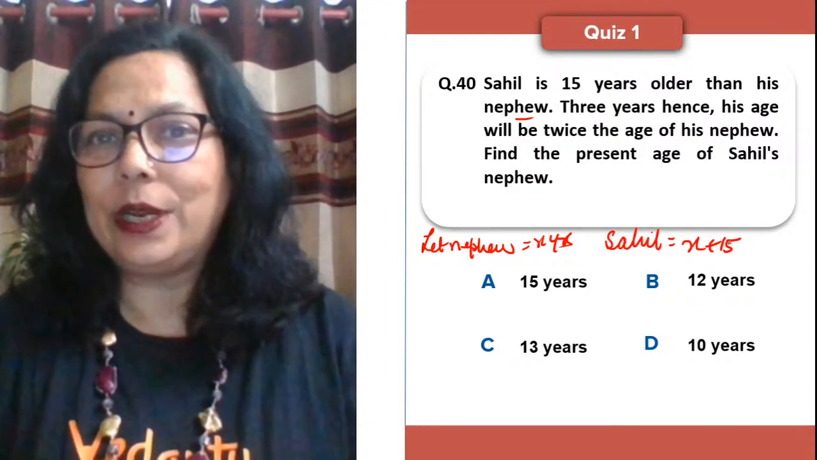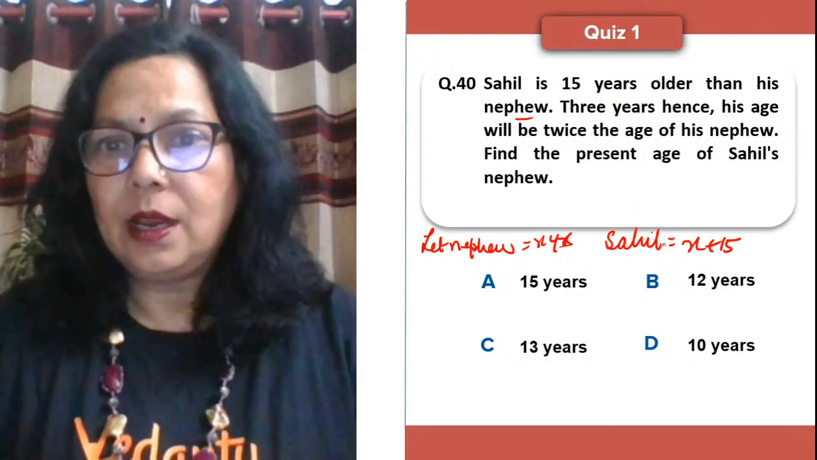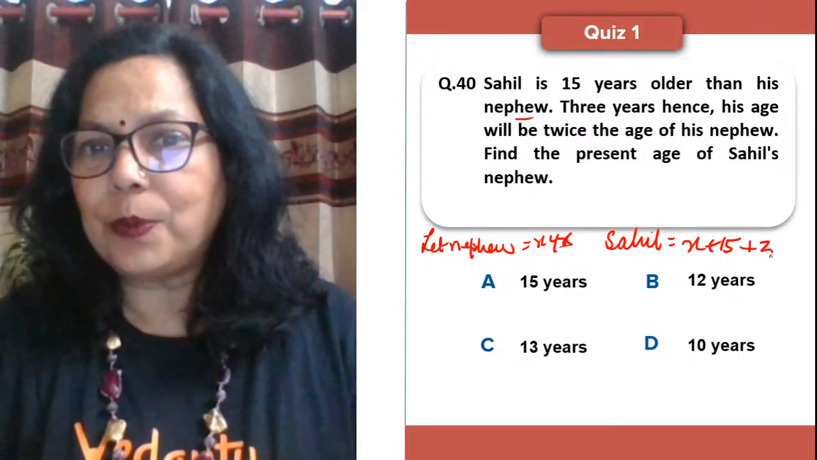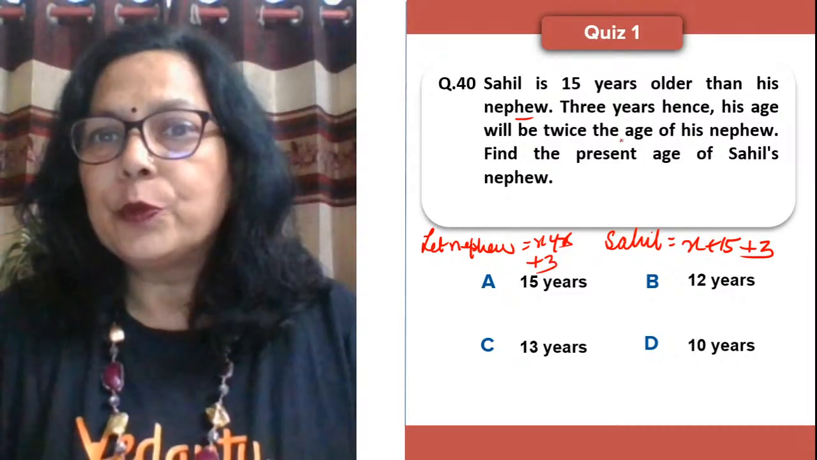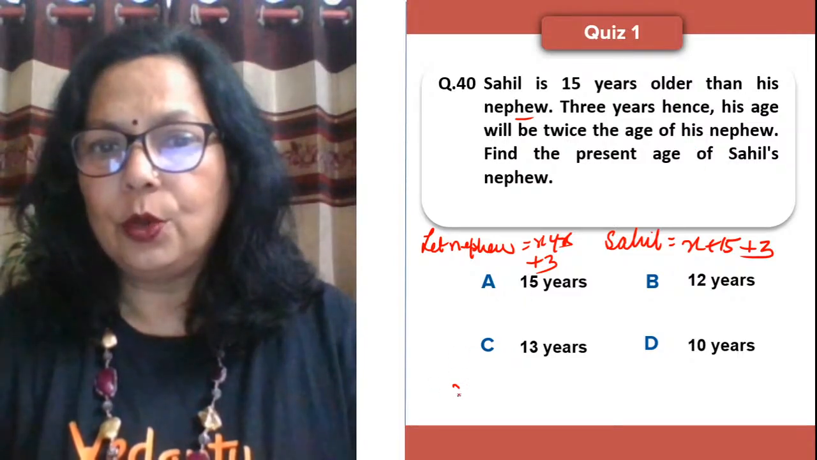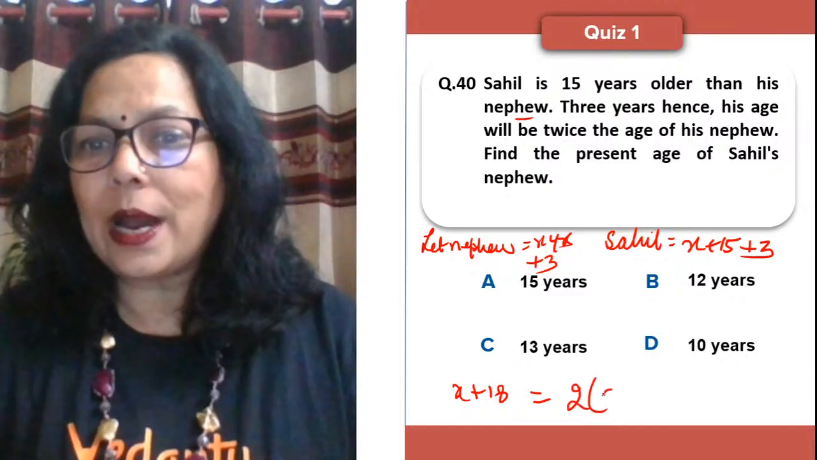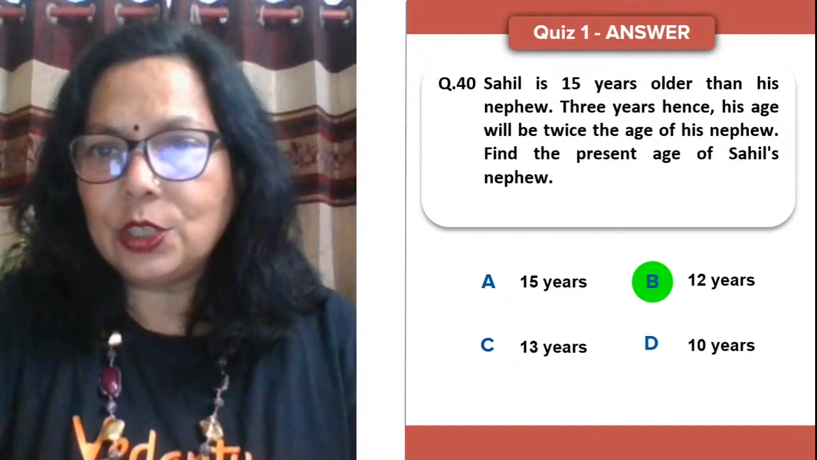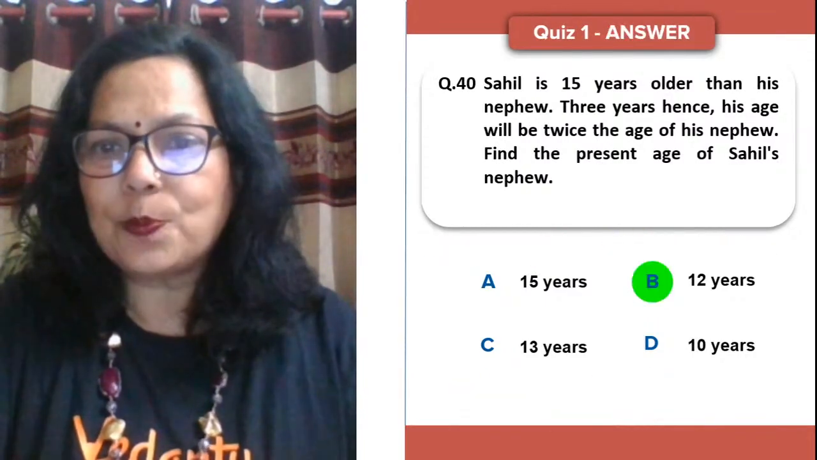Oh, Manas has calculated also. 3 years hence his age will be: after 3 years, Sahil will be x plus 15 plus 3 and nephew will be x plus 3. Right? So after 3 years, his age will be twice the age of his nephew. Means x plus 18, Sahil's age will be twice the age of his nephew. So when you solve it, you get 12 years. B option is correct. Very good.